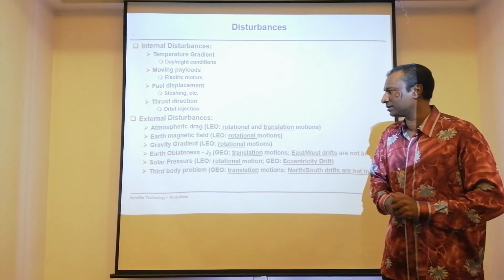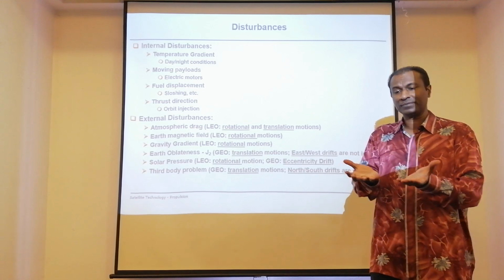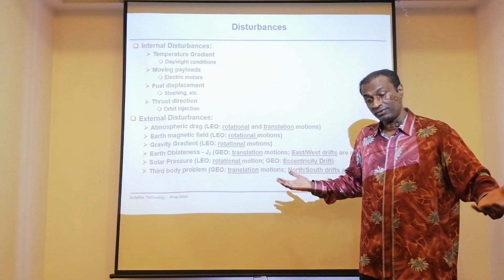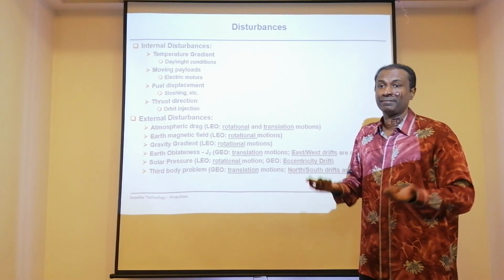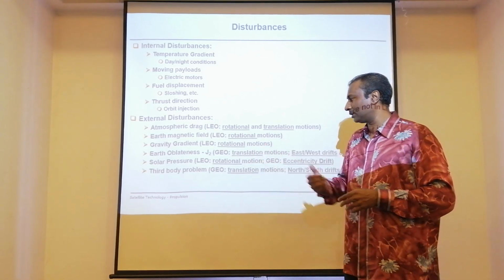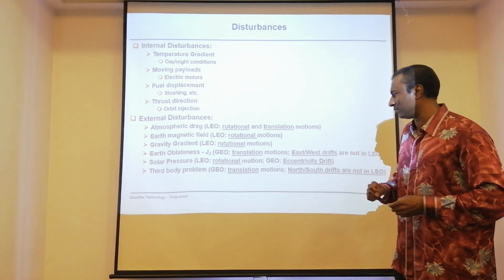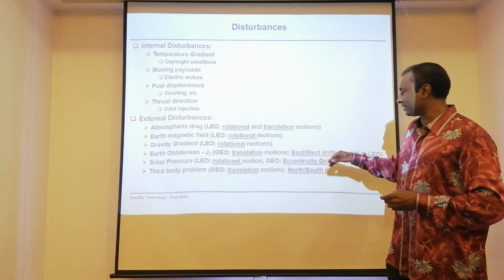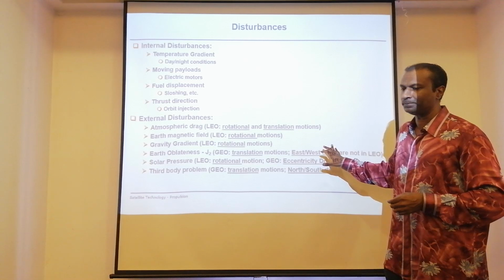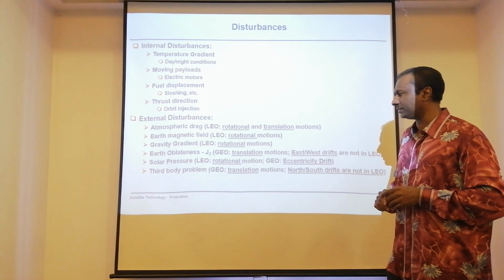Solar pressure is another disturbance coming from the sun. Remember, the sun gives you the solar energy, so that your photovoltaic cells can generate electricity to run the satellite. At the same time, the sun is also disturbing the satellite. So there is a solar pressure. In LEO it is rotational. In GEO it is an eccentricity drift that you can have. Don't worry about the actual disturbance in GEO, because this is more into space mechanics that you will treat in an upcoming subject.